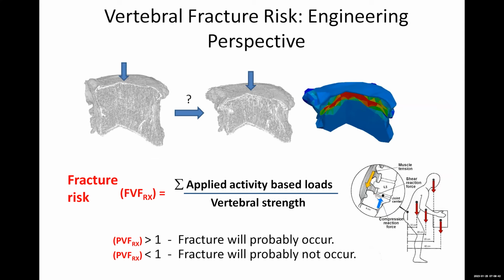So if we look at the fracture, even though the biology is very complex, ultimately it's a mechanical event. And the reason for the fracture is when the vertebra can no longer carry functional load. And there's a very simple concept called fracture risk. If that ratio of load to vertebral strength is above 1, fracture will probably occur. If the ratio is less, which means the vertebra is stronger than the load applied to it, fracture probably will not occur. That's a very simple concept, but it works from a generic perspective.